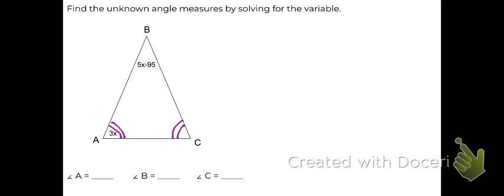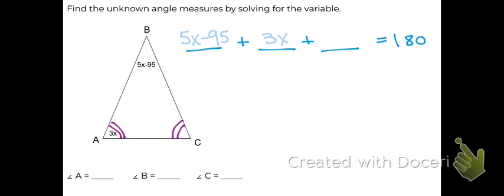Now we have enough information to solve for x and figure out what angle A, B, and C are by using the triangle sum theorem. The triangle sum theorem says that the three angles of a triangle add up to 180. So if we fill in our angle measures, the top one is 5x minus 95. The bottom left is 3x. And what's this one? It's congruent to this, so it's also 3x.